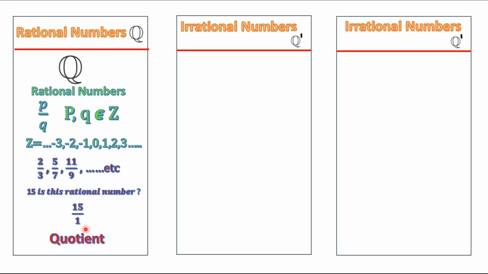So why are we denoting it with the letter Q? It's the quotient. When you divide one number by another number, what do you get? You get the quotient. That's why this is denoted with the letter Q.